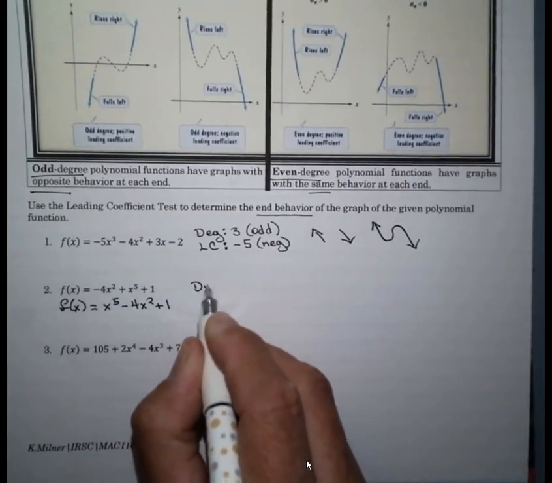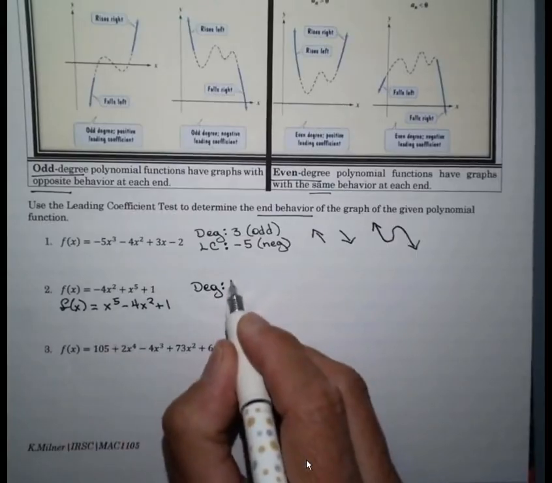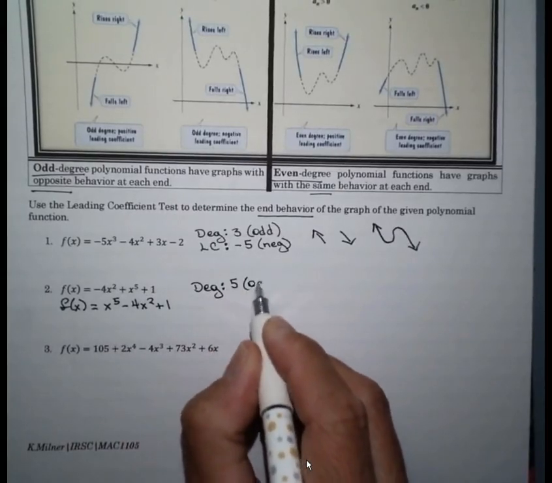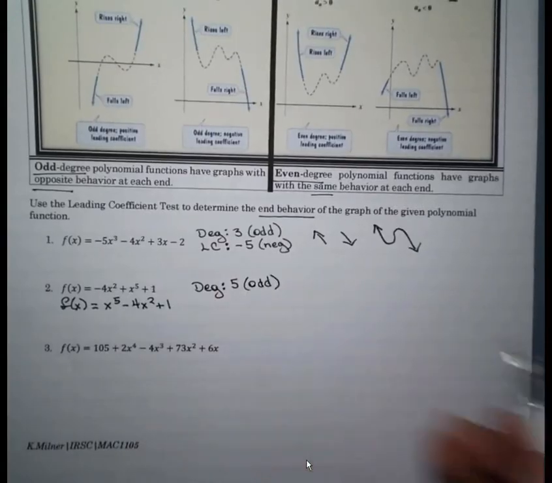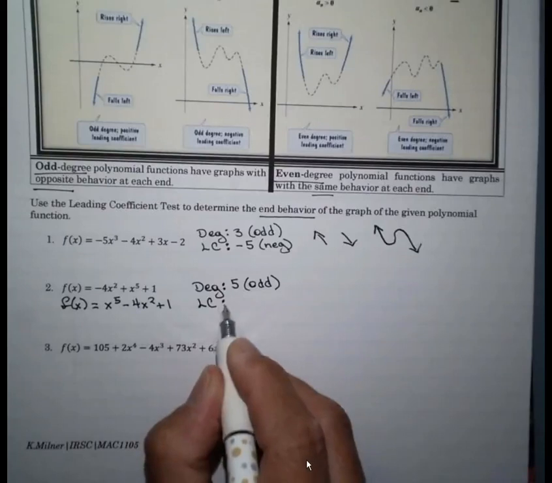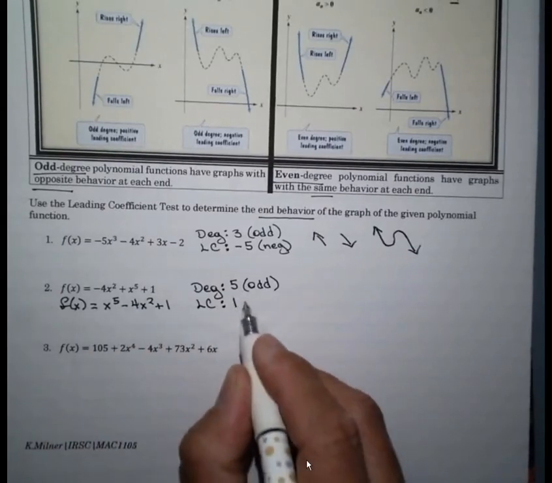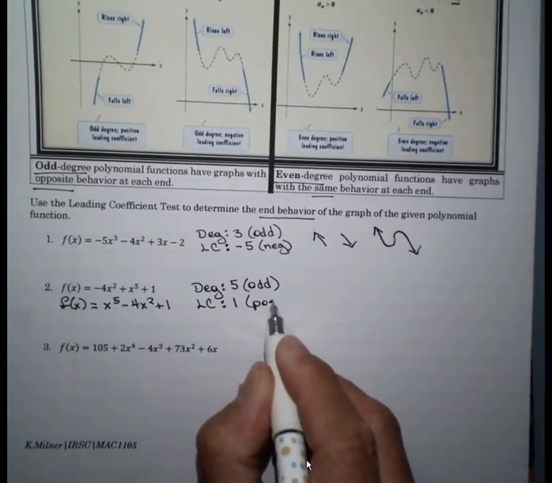I want to pick out the degree by looking at that leading term and saying, well, it's a degree 5, isn't it? And what do I need to know about the degree? Well, I need to know if it's even or odd. And then I look at the leading coefficient, and I say there isn't a number in front of my first term, so that's a 1, isn't it? But it will be a positive 1.